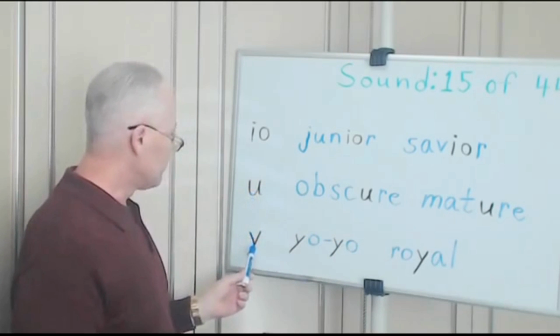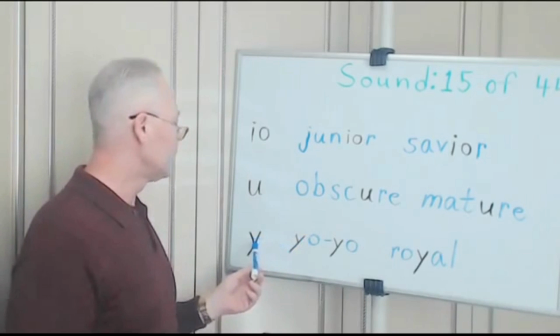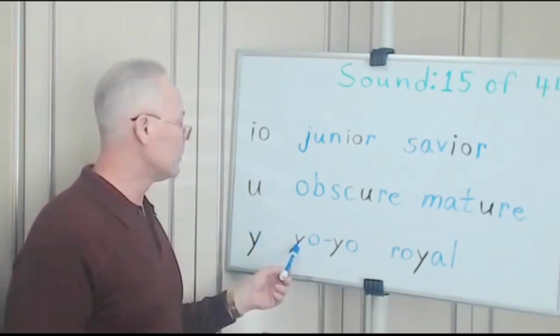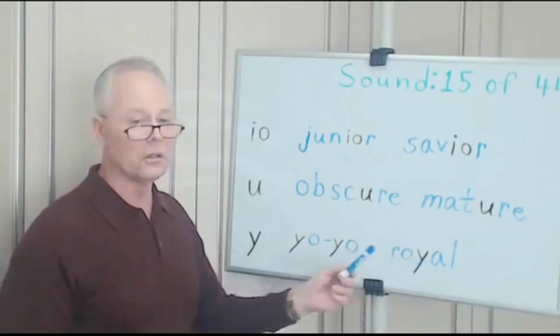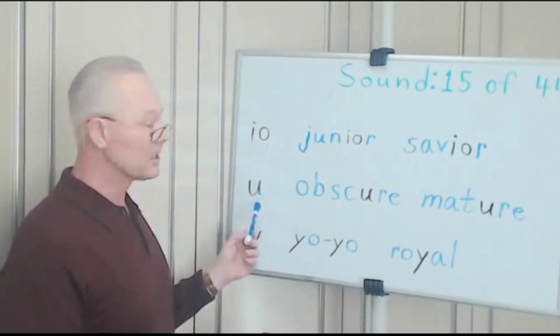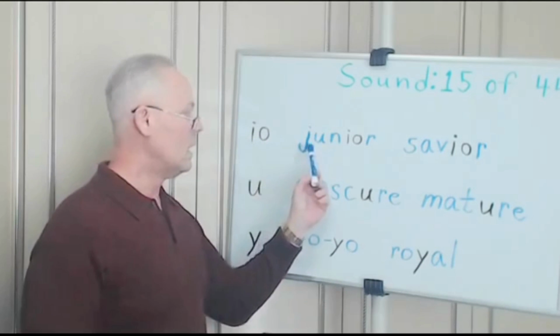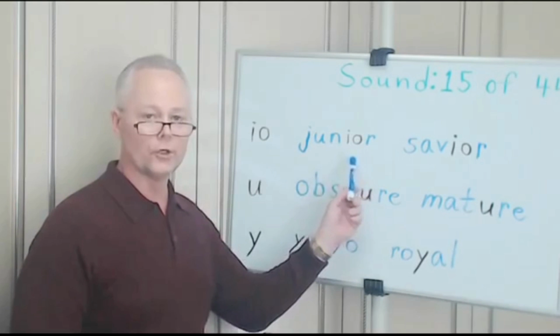Well, look at Y. This sound, you mostly think about the letter Y, as in the word yo-yo, royal. But we have the same sound here with these other consonants. I-O. Junior, your.